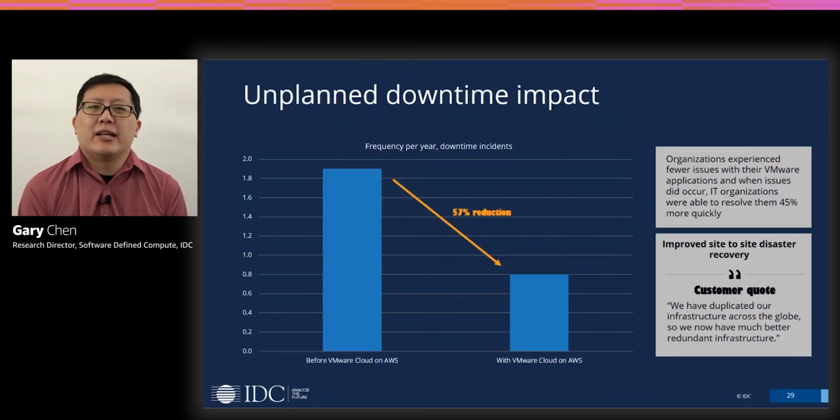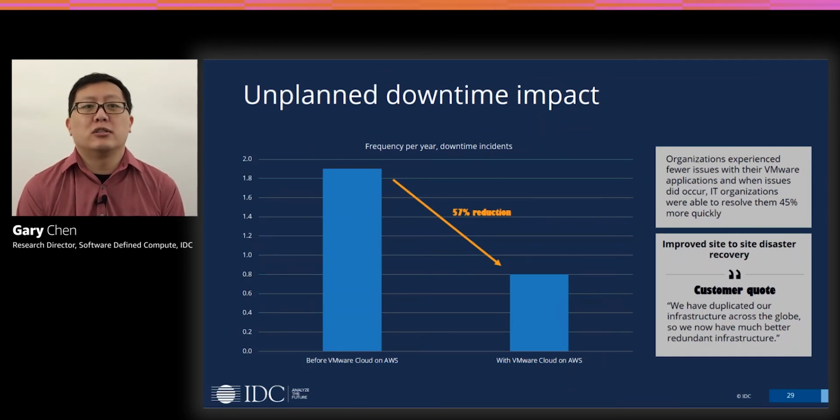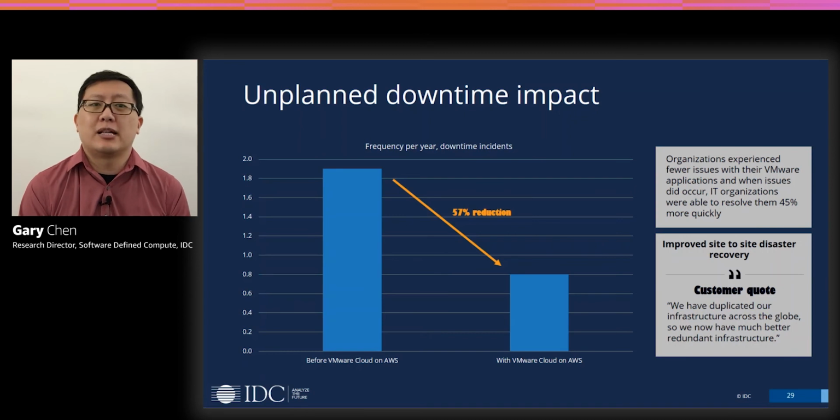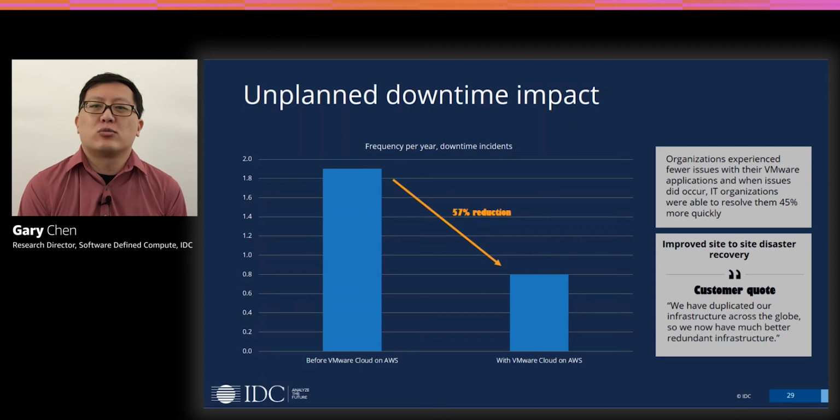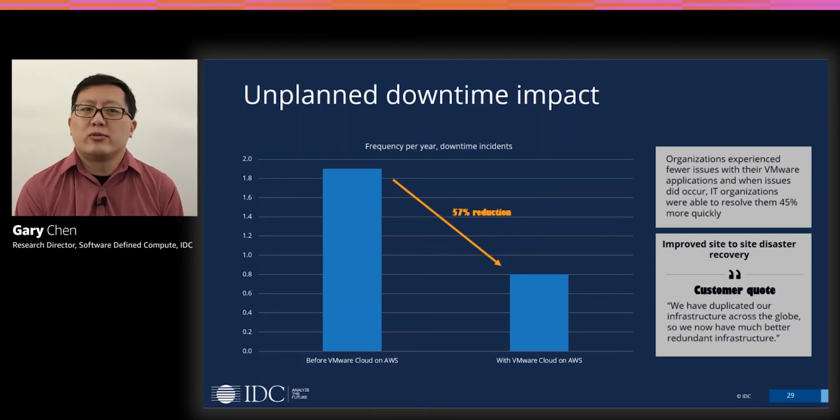And so many of the applications migrated to VMware Cloud on AWS are business critical applications where uptime is a top priority. And so with VMC, we found that there was a 57% reduction in the number of downtime incidents. And when downtime did occur, users were able to remediate them 45% more quickly. So overall, there was a 76% reduction in the annual number of hours lost to unplanned downtime, which led to a per year benefit of $213,000.